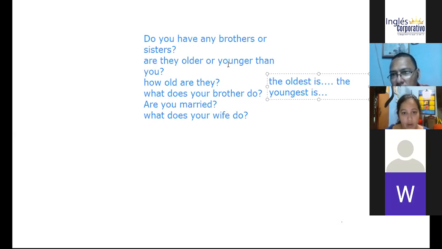How old are they? ¿Qué edad tienen, Guadalupe? How old are they? This question, how old are they? Ahí tengo que mencionar las edades de ellos. They are 44 years old. They are 44, 33, 28. Puede decir, Luis is 17. Mario is 23, Beto is 35. Tell me, two brothers.